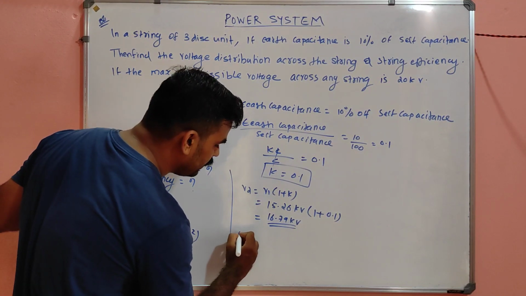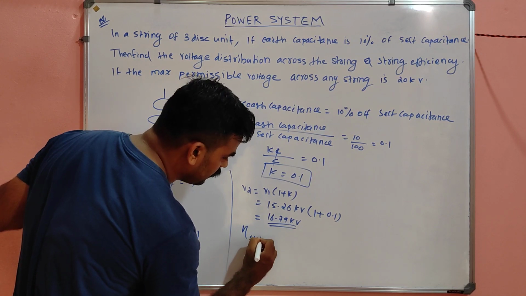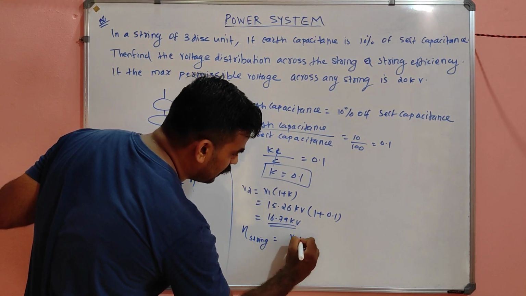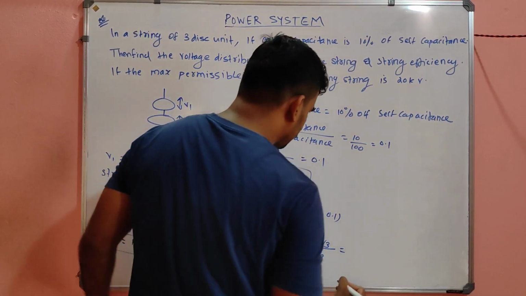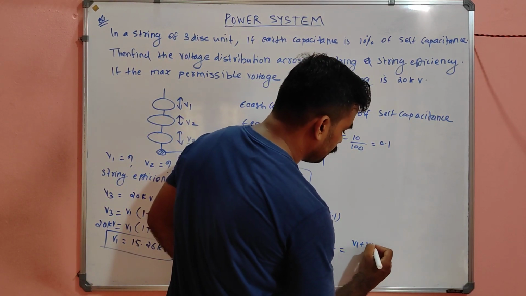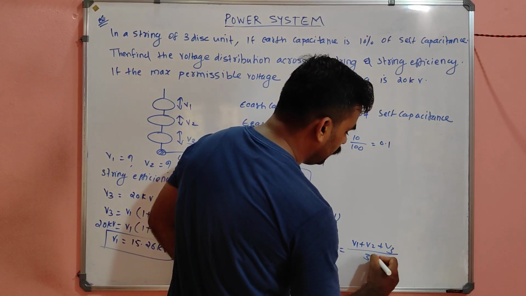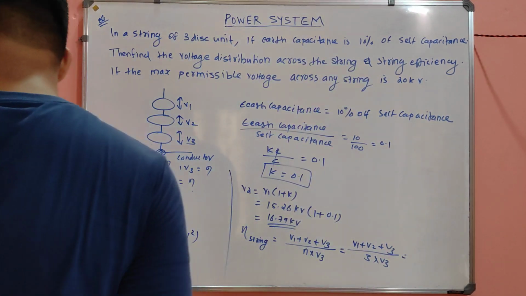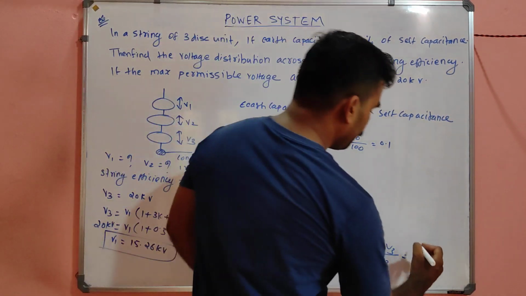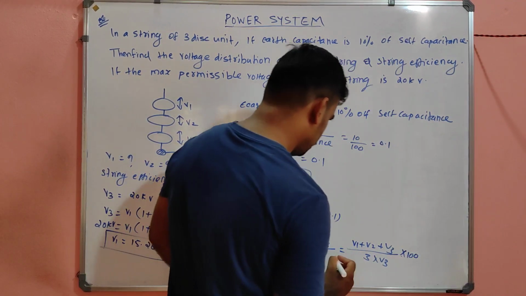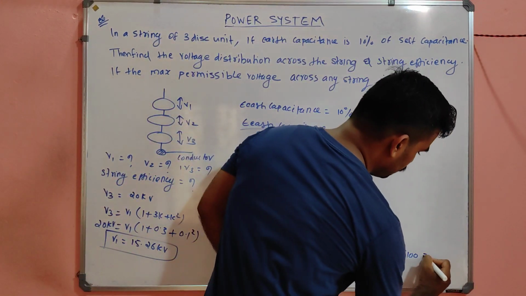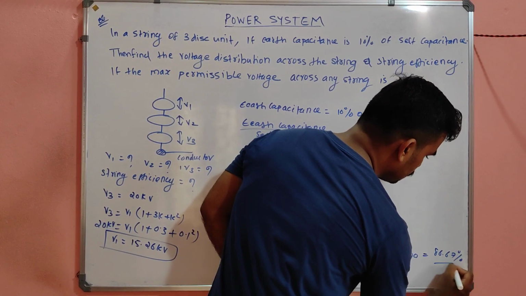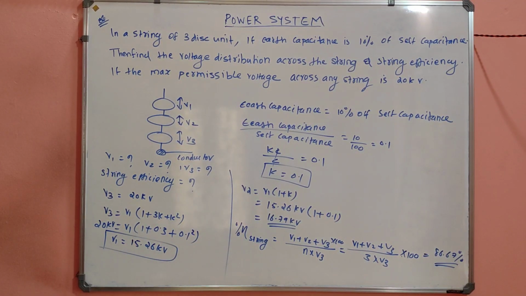And what is the string efficiency? String efficiency is V1 plus V2 plus V3, all divided by N into V3, which is (V1 plus V2 plus V3) divided by 3 into V3. If you substitute this, you will get 86.67 percent. That is the final value of string efficiency.